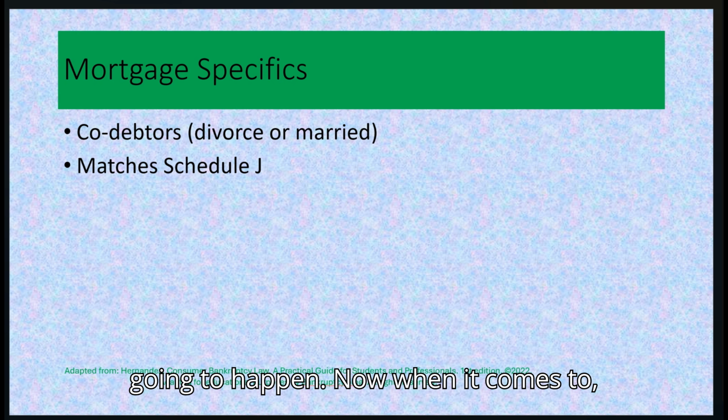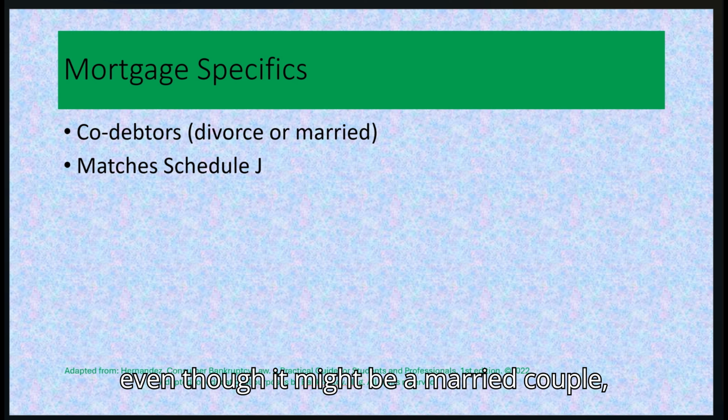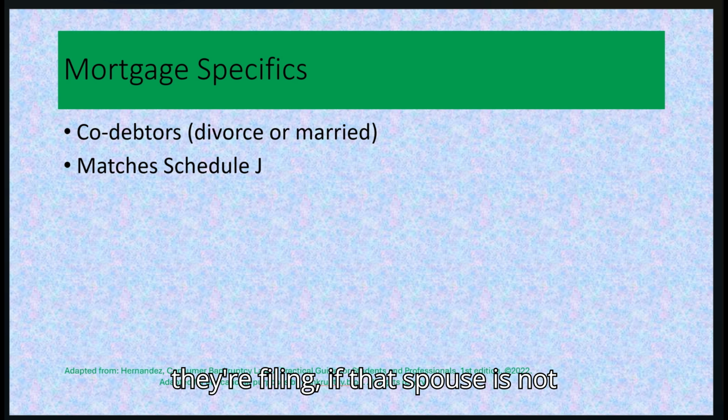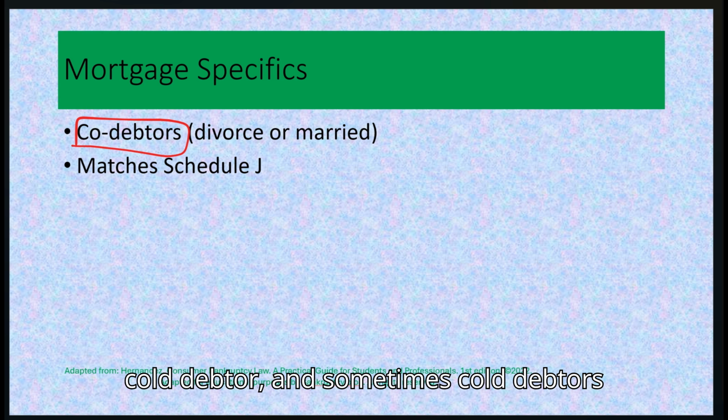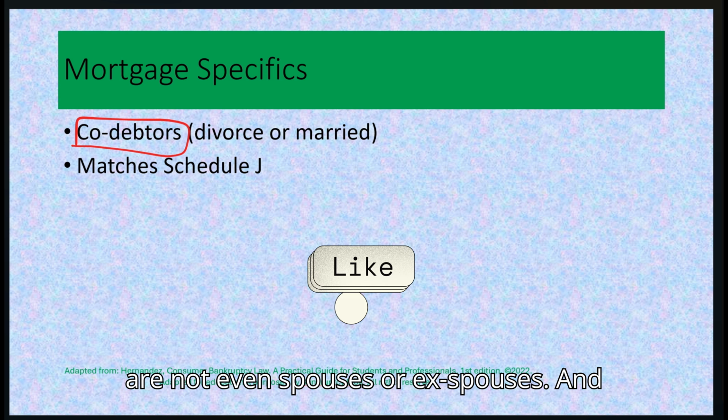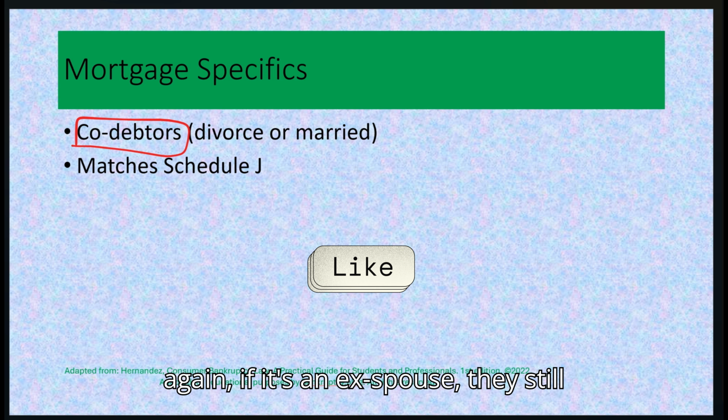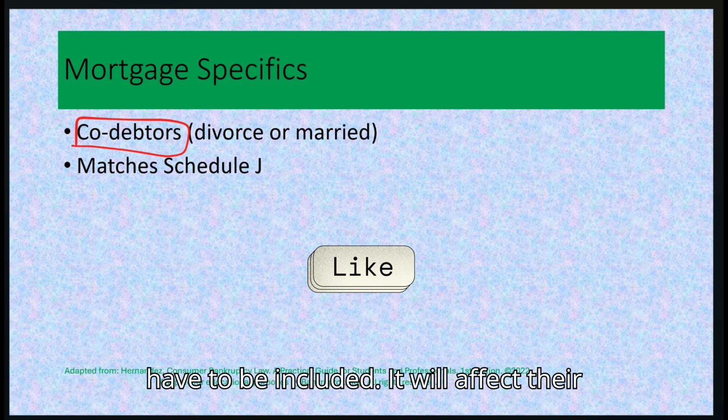Now, even though it might be a married couple, and even though the spouse knows that they're filing, if that spouse is not filing, they should still be listed as a co-debtor. And sometimes co-debtors are not even spouses or ex-spouses. And again, if it's an ex-spouse, they still have to be included.